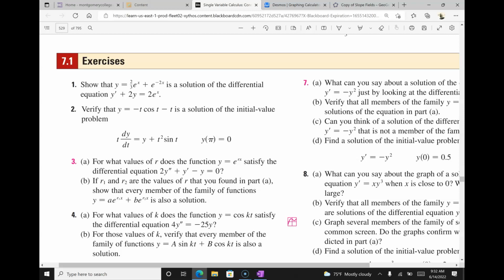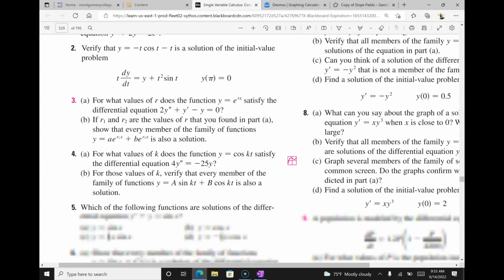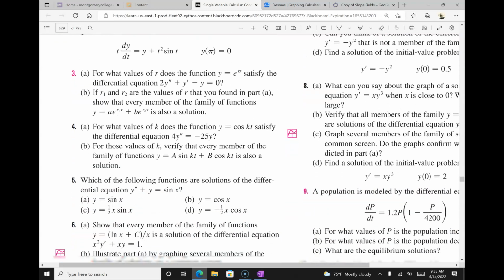Yeah, it's not a bad idea though, for number two, to put the diffie-q into GeoGebra, and then put in the initial point 0 comma pi, about 3.14, and then I should see that exact function that they gave me as the y equal. So that's not a bad thing for you to do. But anyway, let's look at number 4.